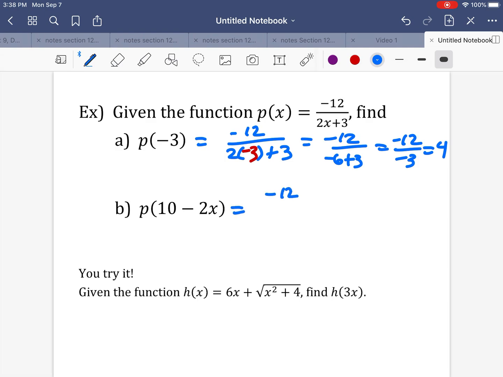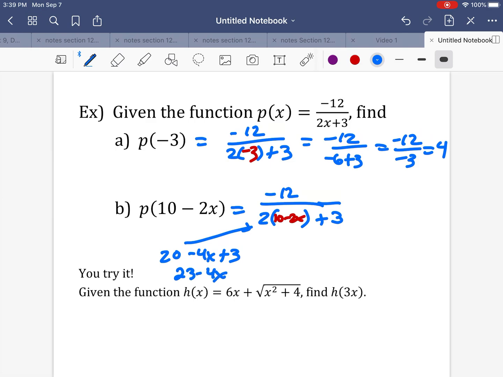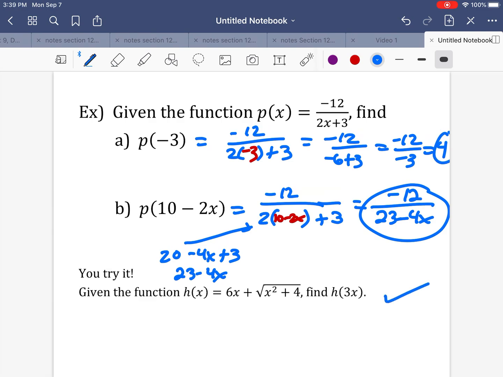All right, so in this next one, I have to put 10 minus 2x in that spot. So I have -12 over 2, blank spot, plus 3. I know I'm plugging in, so I left a little wider space there, so I have 10 minus 2x right here. So just have a little stuff to work out. I'm going to do that over to the side here. 2 times 10 is 20, 2 times -2x is -4x, and then plus 3. If I simplify that down, I get 23 minus 4x for the bottom, for the denominator. So I have -12 over 23 minus 4x. That's all I could do, and that would be my answer for that, and up here was 4.